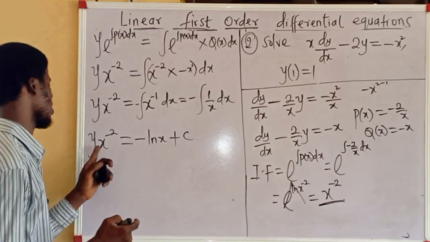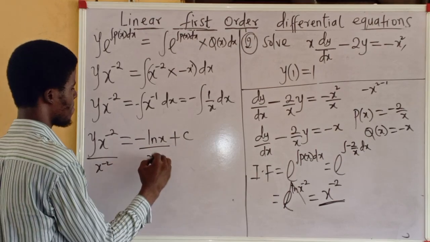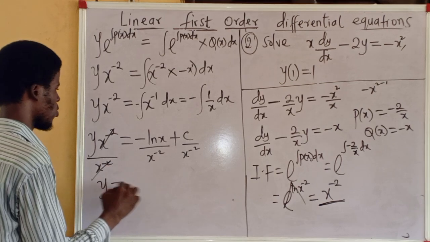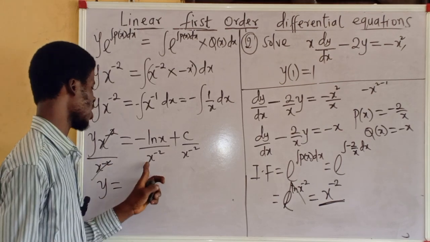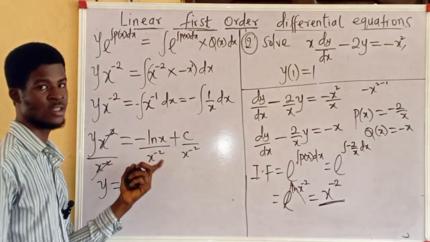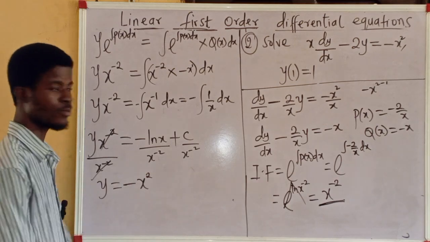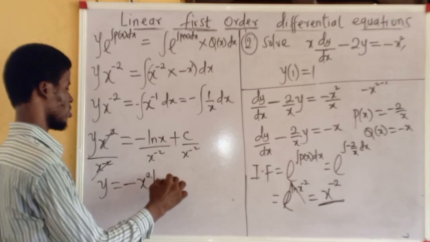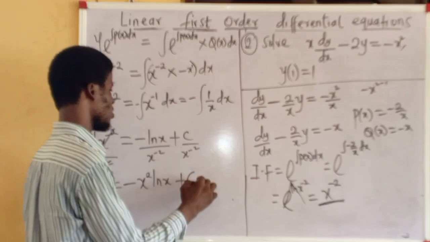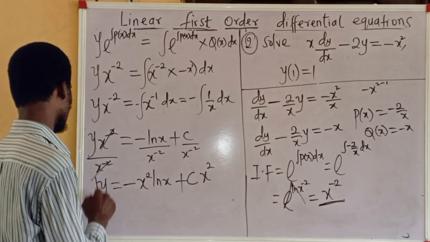Dividing both sides by x to the power of minus 2, this will cancel this. Y is now equal to, this x raised to the power minus 2 here is negative. If it goes up, it becomes positive. That will be minus x to the power of 2 ln x plus the same thing here. If I invert it, I'll see x to the power of 2. This is the general solution.